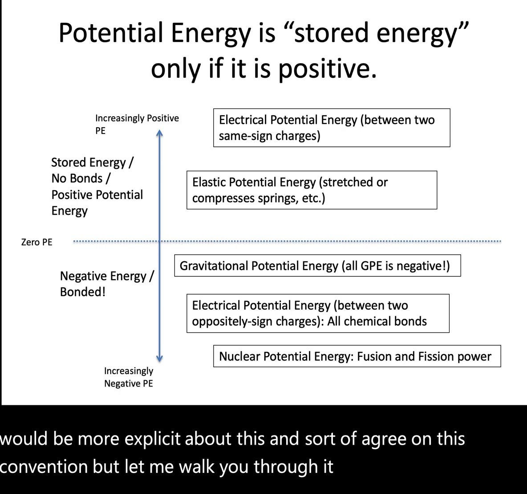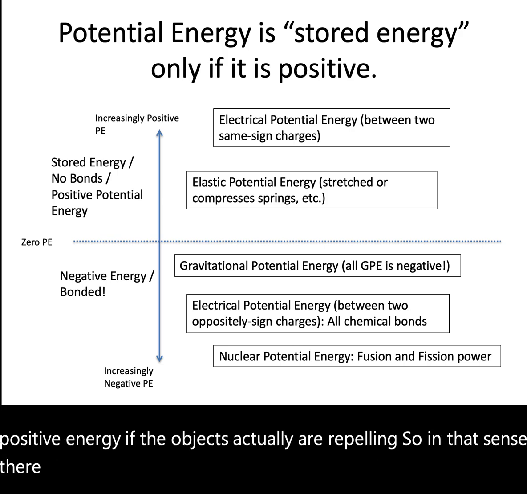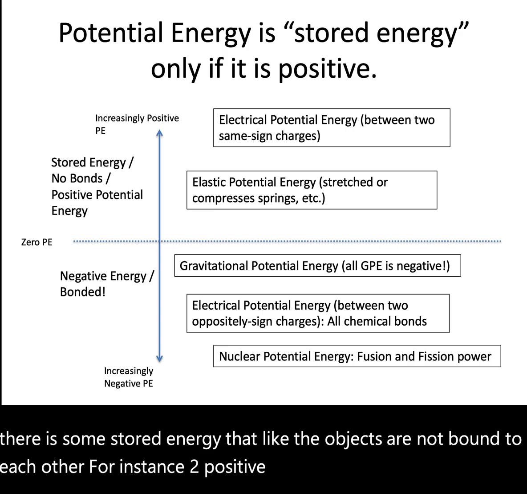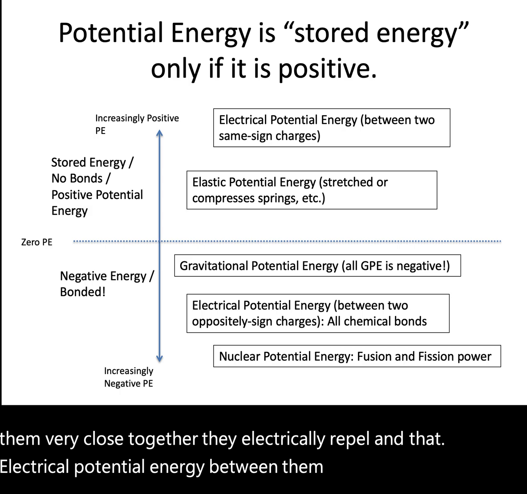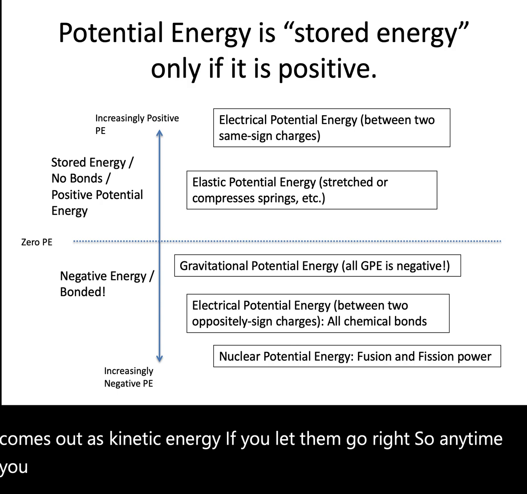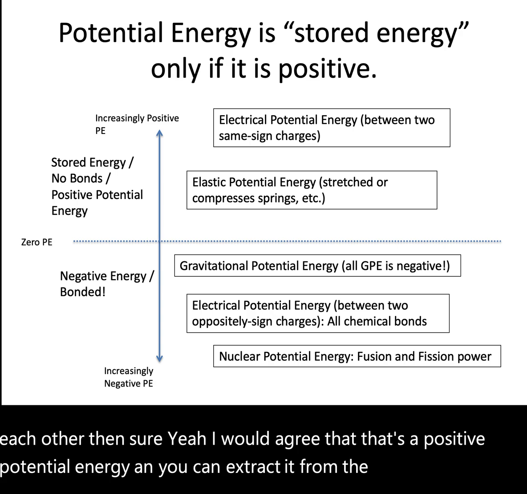So you have positive energy if the objects actually are repelling. So in that sense, there is some stored energy. The objects are not bound to each other. For instance, two positive charges, if you force them very close together, they electrically repel, and that electrical potential energy between them is released and comes out as kinetic energy if you let them go, right? So anytime you have two objects that are interacting but they're not attracting each other, then sure, I would agree that that's a positive potential energy, and you can extract it from the system readily, right?